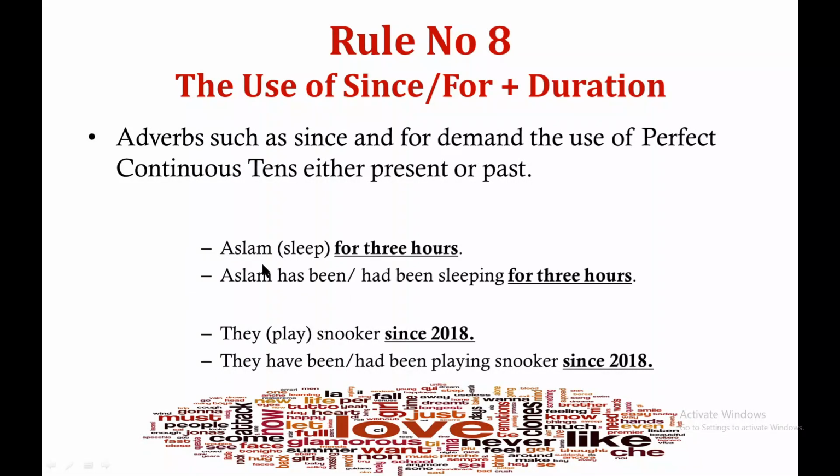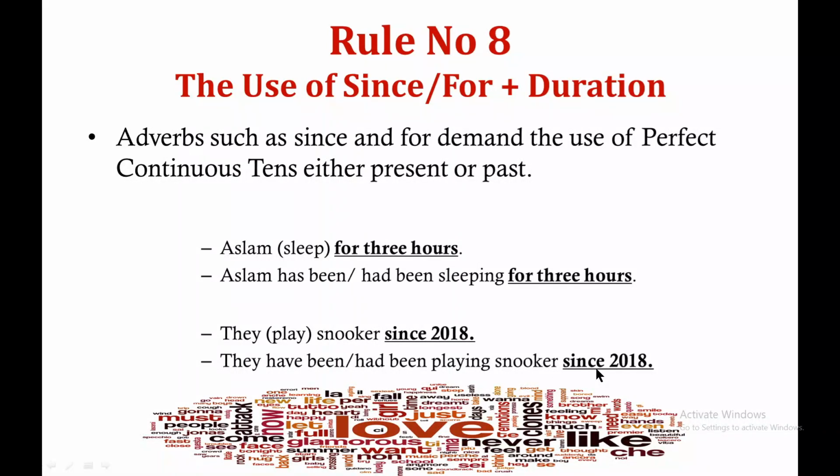So what we do in present perfect continuous tense, we use has been or have been plus ing form, and if you talk about past perfect continuous tense, we use had been plus ing form, and then the use of since and for. So I hope that you have learned it. They play snooker since 2018. Now there is a word since and plus duration, so it requires either present perfect continuous or past perfect continuous tense. So it will become they have been or they had been and then ing form, playing snooker since 2018.